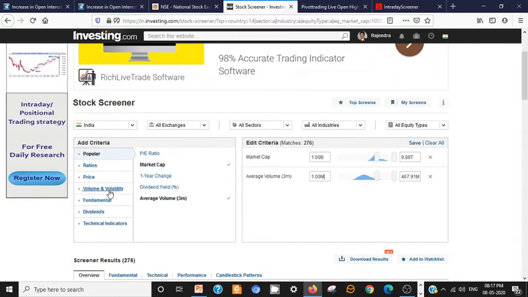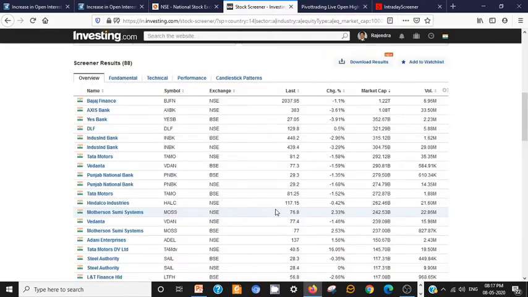Then you have to go to volume and volatility. There you can select the beta. Select a minimum of 1.5, and here comes the list of stocks which fulfill this criteria. So these are the top 100 stocks of the Nifty.